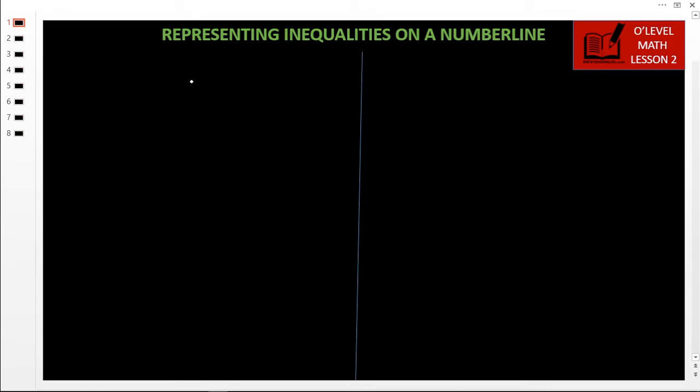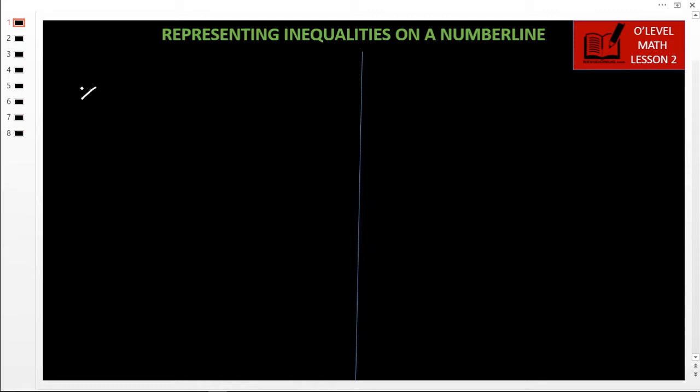In the previous lesson, we looked at solving inequalities and the symbols we use in inequalities. Here, we are going to look at representing inequalities on a number line. When you're representing an inequality on a number line, it is very simple. Let's get started. Let us look at our first example.